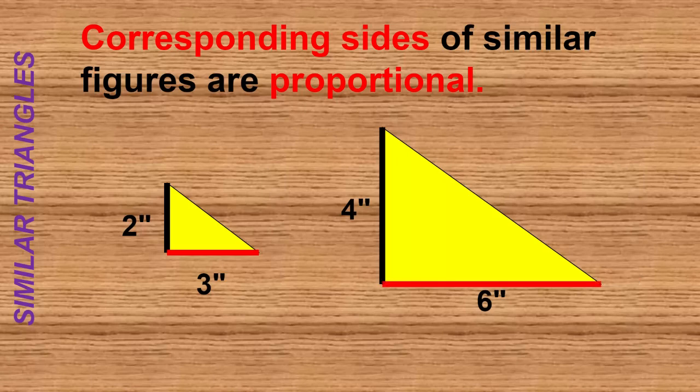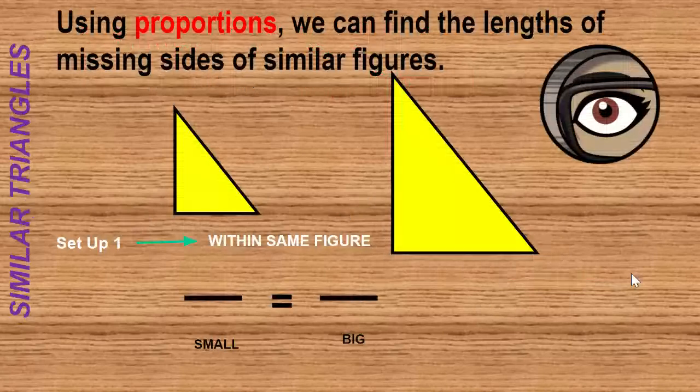So when we see the word similar, we also know that the figures are proportional. We can use a proportion in order to find the missing length of similar figures. We have two different ways that we can set up a proportion to find the missing side. One way is within the same figure.